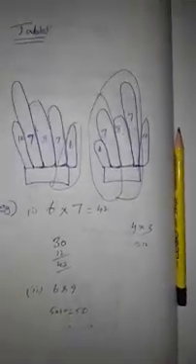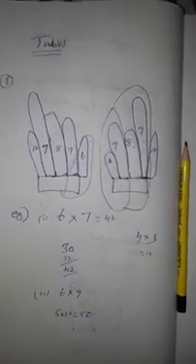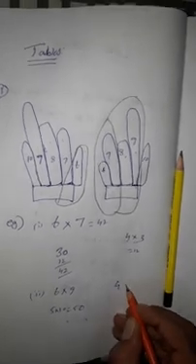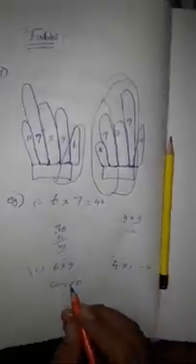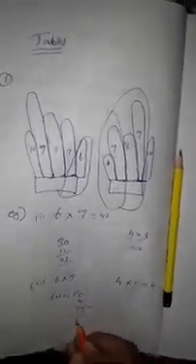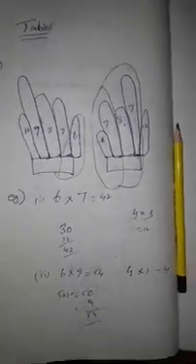The remaining, the non-encircled part, is ones. How many? Left side is 1, 2, 3, 4, and right side only 1. So 4 into 1 you will get 4. So you have to add 50 plus 4, 54. So 6 into 9 you will get 54. You got the result? It's clear?